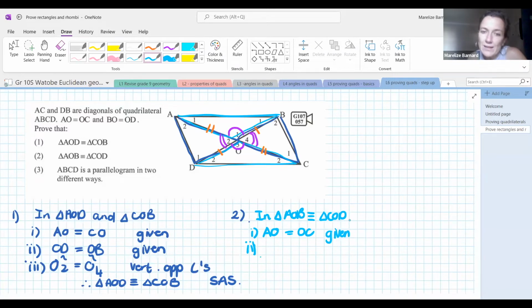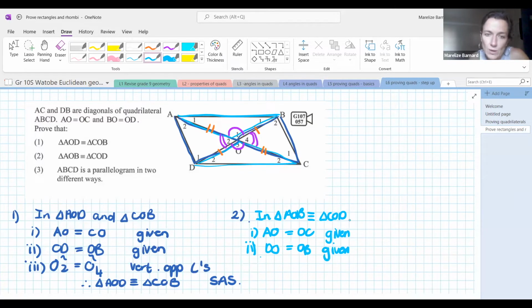And why do we write in triangle AOB? Because now, as you can see, we're doing two congruency proofs. There are many more than 4 triangles here, so we have to specify which triangle we are working in. AO is equal to OC, and then DO and OB, and that is also given.